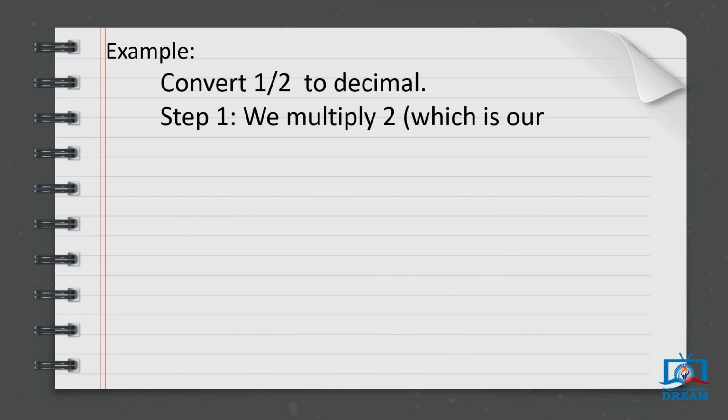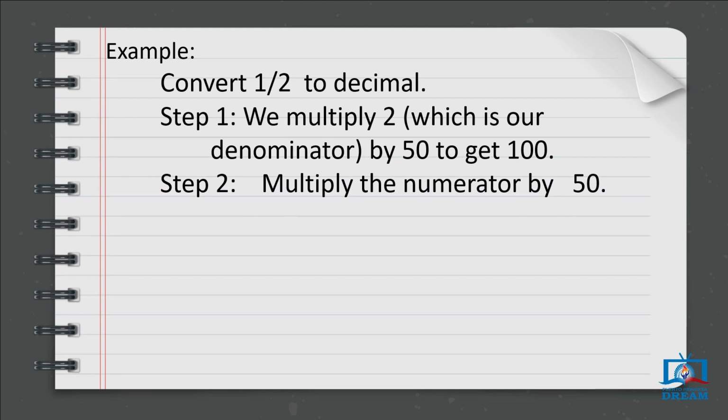Let's have this example. Convert 1/2 to decimal. Step 1. We multiply 2, which is our denominator, by 50 to get 100. Take note that our goal is to make our denominator 100.